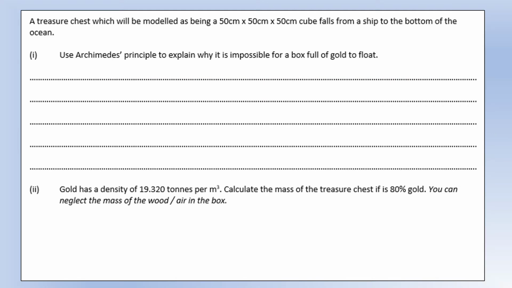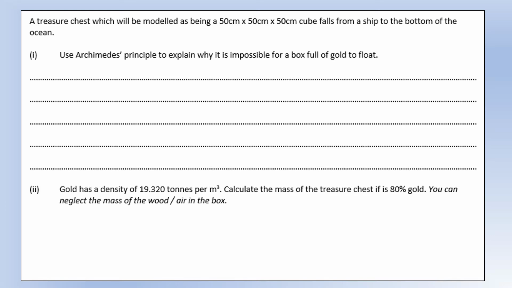We're now going to move on to some of the scenario parts of this. Again, pause it and have a go at some of these questions and then review them as you go along. Again, there's a link in the description to the task booklet. So we've got a treasure chest. Obviously, there's pirates looking after it, and we're going to model it as a 50 centimeter by 50 centimeter by 50 centimeter cube. And it falls from the ship to the bottom of the ocean.